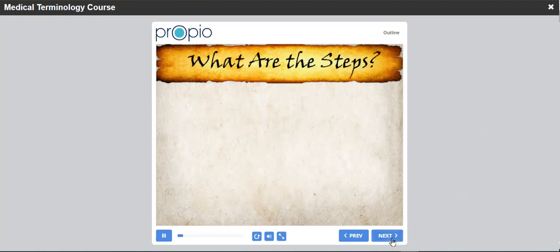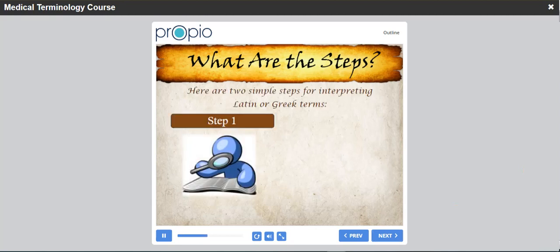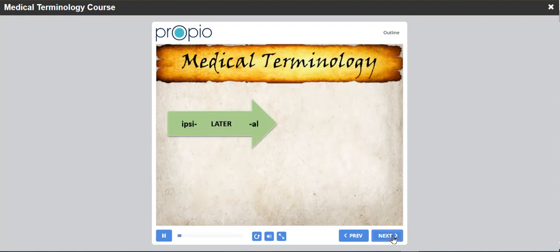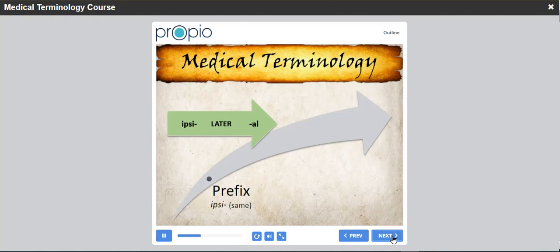So, what are the steps to interpret any Greek or Latin terms? Here are the simple steps. Step 1. Analyze the meaning of the roots, prefixes, and suffixes. Step 2. Convey the meaning into the target language. Here's an example. Ipsilateral. It would be the prefix ipsi, which means same, the root later, which means side, and the suffix l, which means related to.